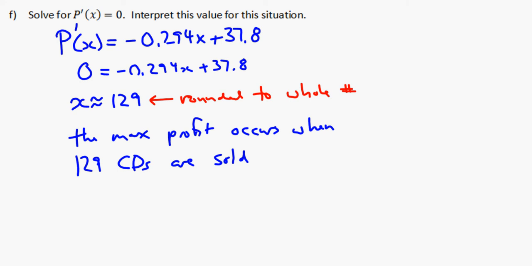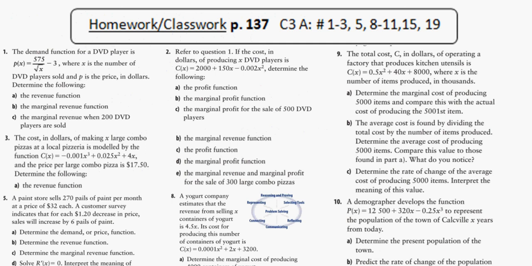So that's that. Let's look at the homework briefly. Here's the homework. Question 1 is good, question 2 is good, and question 5, I suggest question 5 for sure. Why 5, Mr. Wells? Because it wants you to create the demand function. And this is always a nice test question.